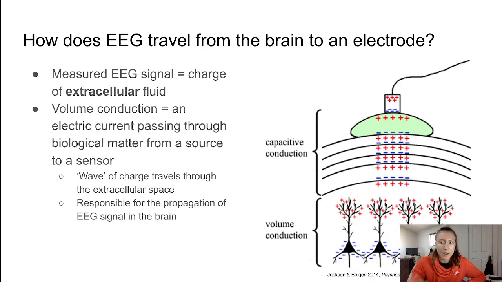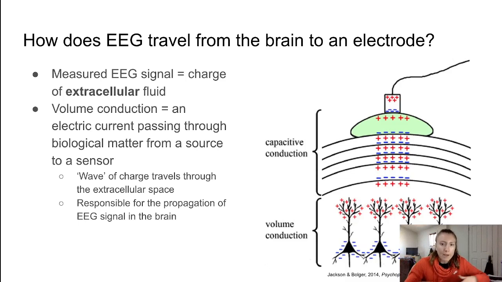So let's have a think about how it gets from the brain to the electrode. So that sums up the actual generation of the signal within the brain. It's the dipoles that result from the change in the extracellular fluid based on the postsynaptic potentials. So volume conduction is how those positive and negative ions, depending on if it's an inhibitory or an excitatory PSP, flow through the brain before they get stopped by an insulator. Volume conduction as a whole is an electric current passing through biological matter from a source to a sensor. The source in our case is the brain, the sensor is the electrode.